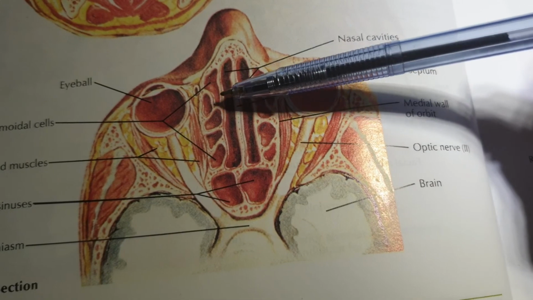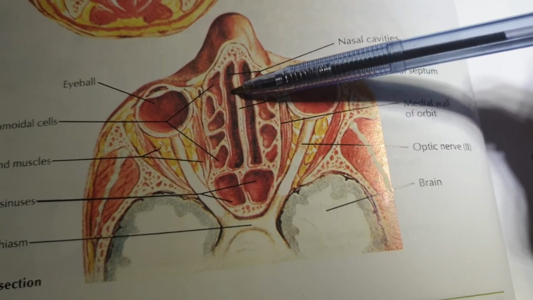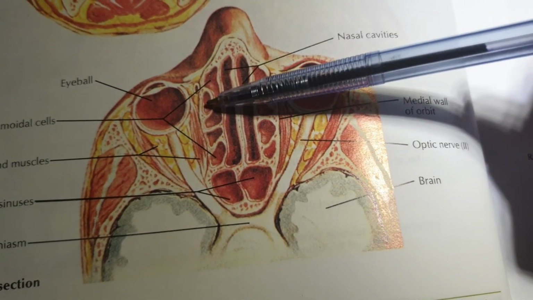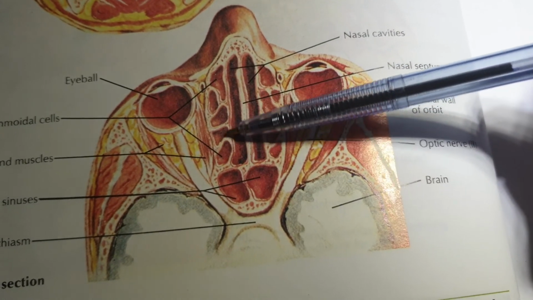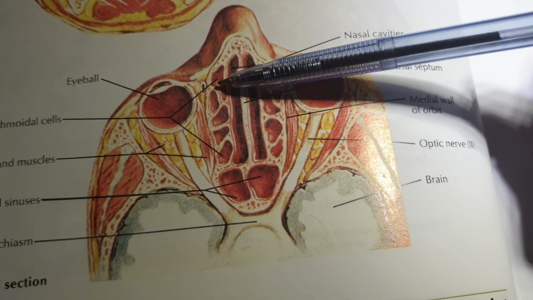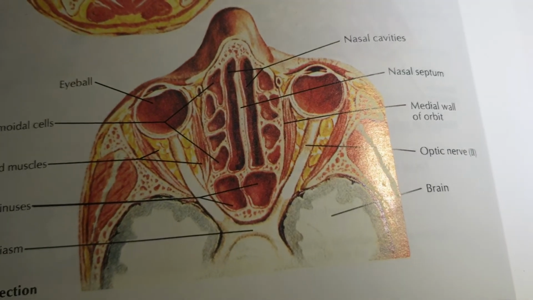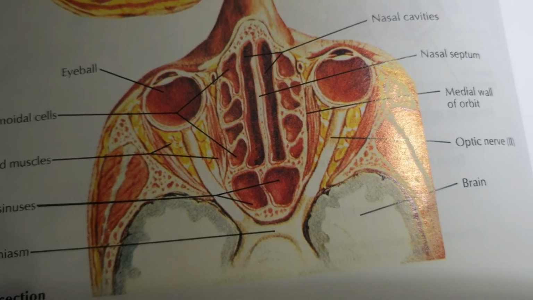So you can again see it forms a boundary between the nasal cavity and the orbits. So these are the ethmoid air cells, and you can again see there is no clear demarcation between the anterior, middle and posterior ethmoidal air cells.